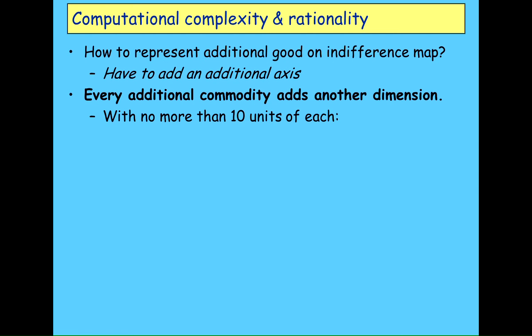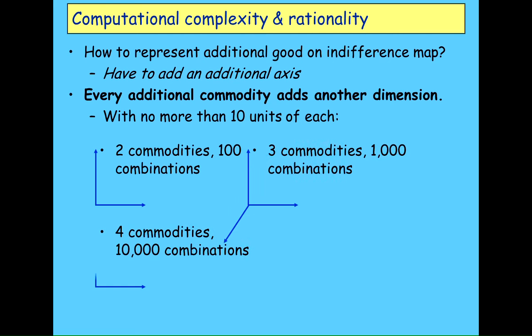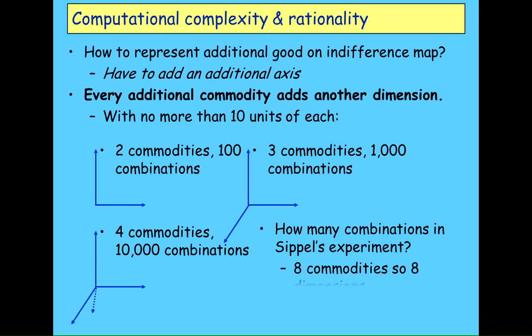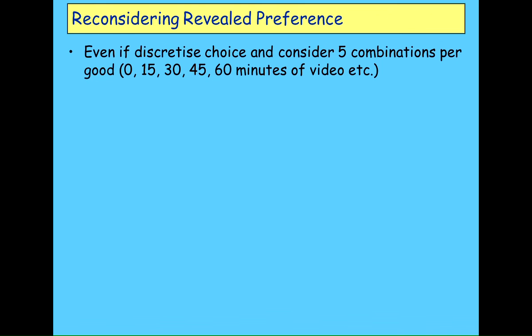Now, if you only have 10 units of each, then if there are 2 commodities, you've only got 2 axes and therefore 100 combinations. But if you have 3, there's 1,000. If you have 4, there's 10,000. How many in Sippel's experiment? Well, he had 8 commodities, so there are 8 dimensions. And he gave the students an unlimited range they could choose. If they wanted 362 millilitres of Coke, that's what they could get. Okay? Well, let's make it simple. That gives you an infinite number of choices.